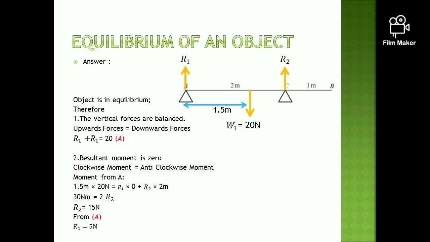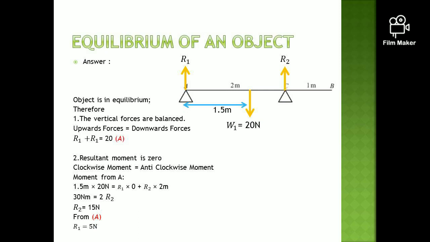Then how to find the values of R1 and R2? We know that the object remains in equilibrium. Therefore, I can write upwards forces equal to downwards forces. R1 plus R2 is equal to 20 newtons. I will consider that as my first equation, or equation A.